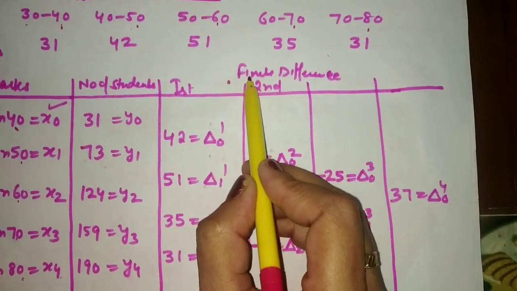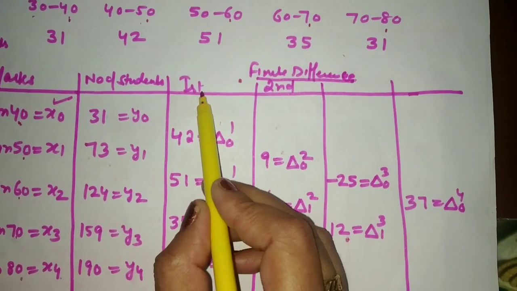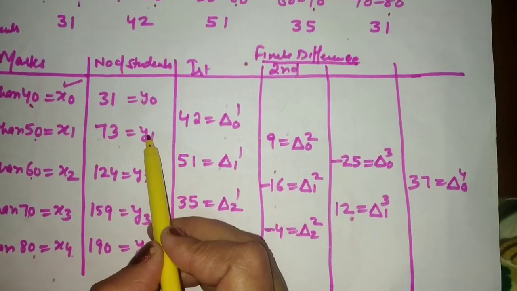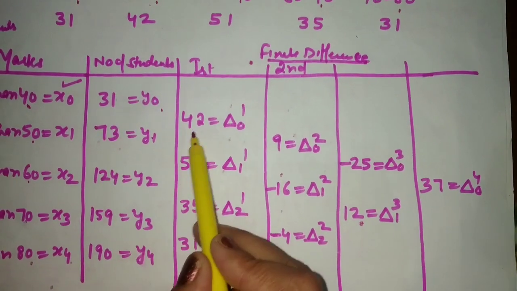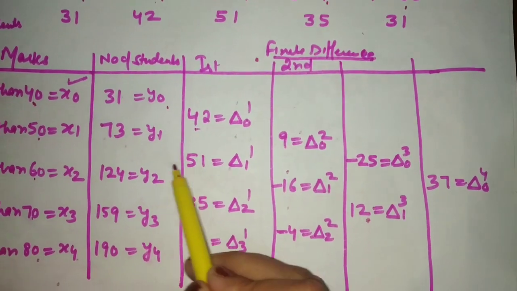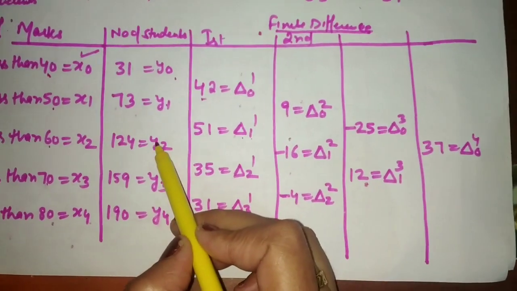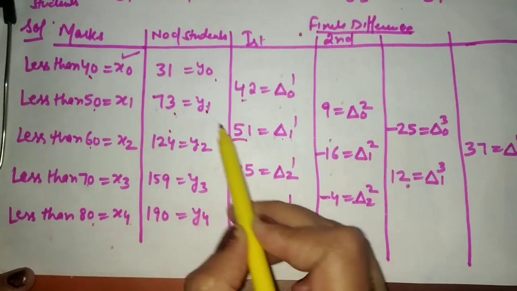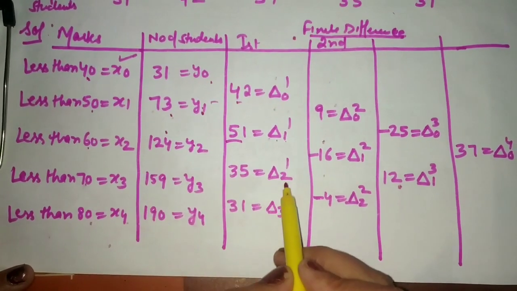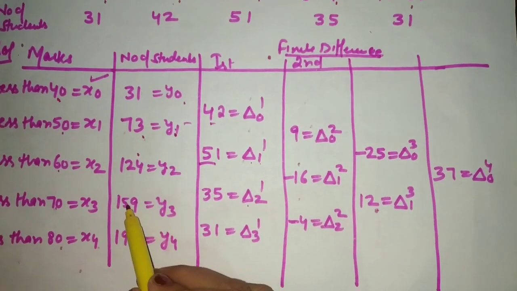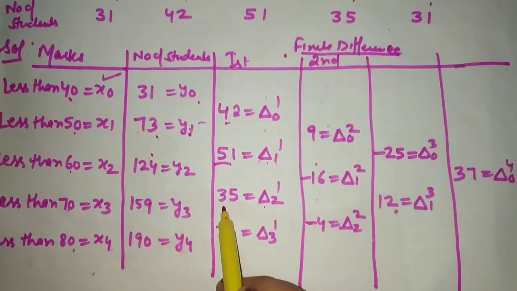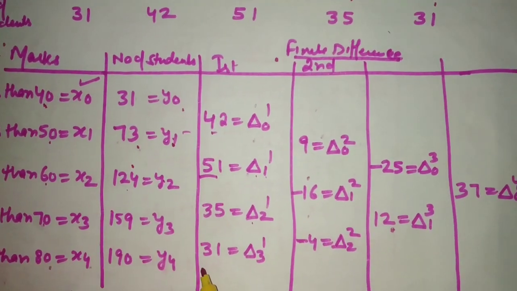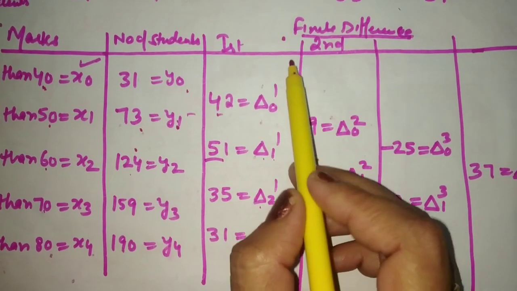So I will find the finite differences. This is the first finite differences. How do I calculate delta 0 raised to power 1? That is y1 minus y0: 73 minus 31, that is 42. Then delta 1 raised to power 1 is y2 minus y1, that means 124 minus 73, which is 51. Next is delta 2 raised to power 1, that is 159 minus 124, which is 35. And delta 3 raised to power 1 is 190 minus 159, that is 31. These are the first differences.